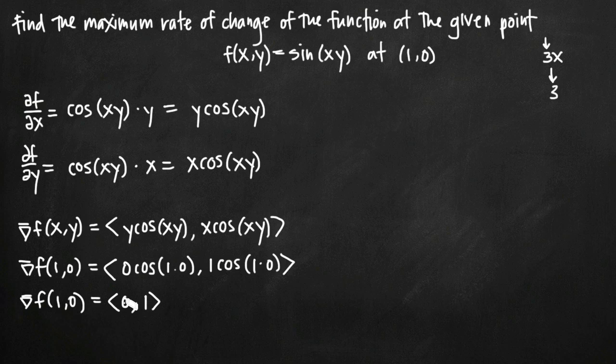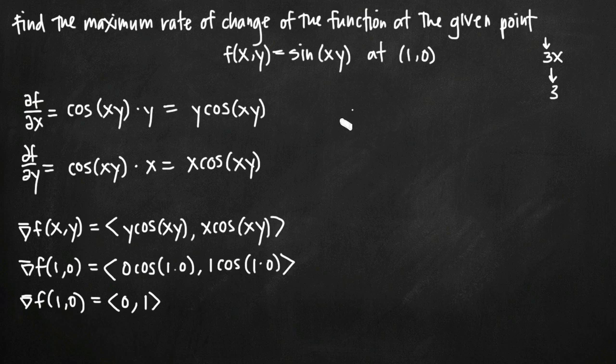Now that we have this equation, we actually know two things. Not only do we know that this is the gradient vector at the specific point (1, 0), we also know that the function increases fastest in the direction of this gradient vector. In other words, it increases fastest in the direction (0, 1). And now that we know its direction, it'll be easy for us to find the maximum rate of change.